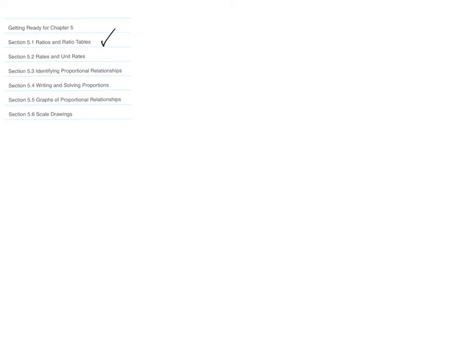Now rates and unit rates. So rates and unit rates are basically like the constant of proportionality from the first one, where we divide the top number by the bottom number. And what happens is we get a unit rate, and rates are often used in proportional relationships. So let's talk about identifying proportional relationships and graphs of proportional relationships.